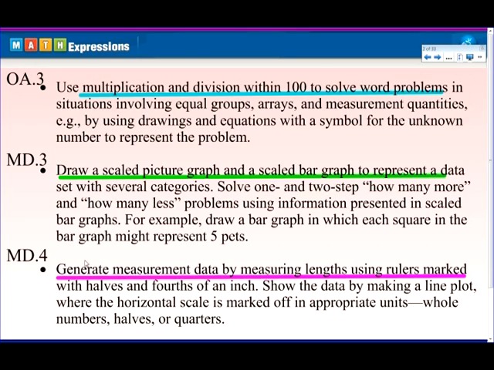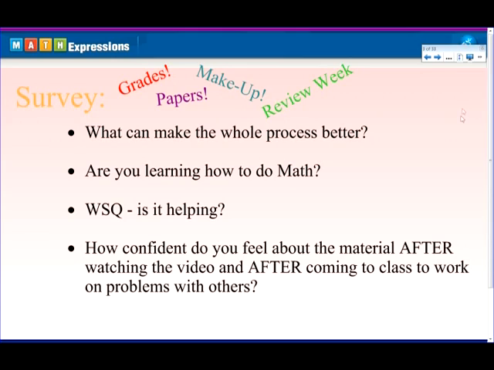Well, we also need to be able to generate measurement data by measuring lengths using rulers marked with halves and fourths of an inch. And you guys have been able to do that. In fact, you're getting so good at it, you know exactly where the rulers are and you know where to put them away, correct? Well, I wanted to show you that because we're trying to do all 3 of those objectives in this lesson. In a way, the measuring is a little bit stretching it.